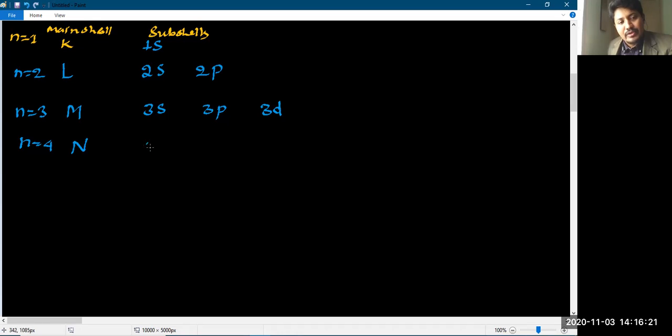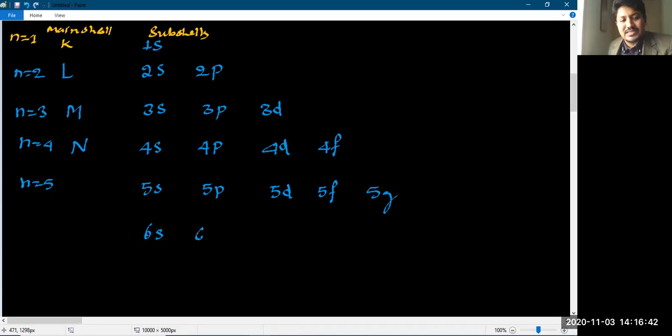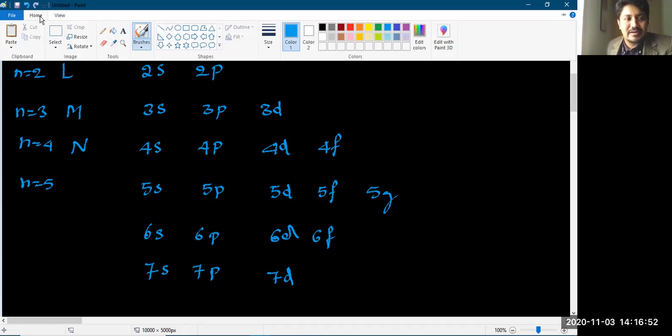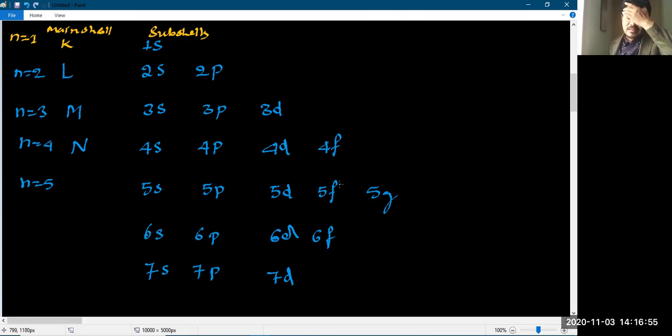N is the main shell, so I can write 4s, 4p, 4d, 4f. In the same way, if n equals 5, then this is 5s, 5p, 5d, 5f, 5g something you'll get. In the same way, 6s, 6p, 6d, 6f, 7s, 7p, 7d. So enough. This is what the orbital is. This is the diagram. You have to remember how to write the electronic configuration.